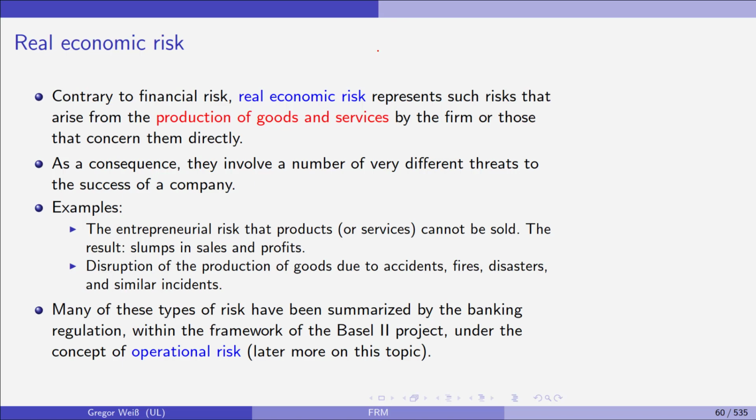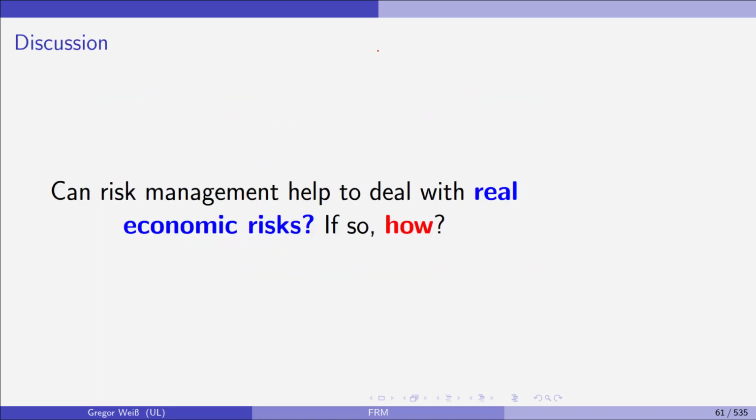So having a headquarters, operating a branch network, having the possibility that, for example, you have a fire in your headquarters, and yet that you have an IT system failure. Those are real economic risks that in the end will, of course, also have a financial impact, but they are summarized as op risk. So the discussion is, can risk management help to deal with real economic risks? If so, how? Well, yes. In the case of operational risk, yes, risk management can obviously do something about these risks.